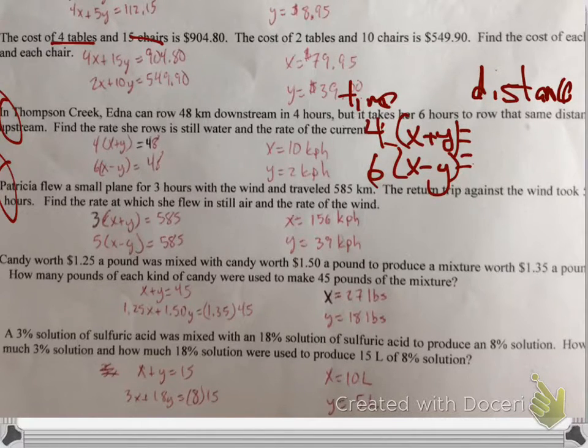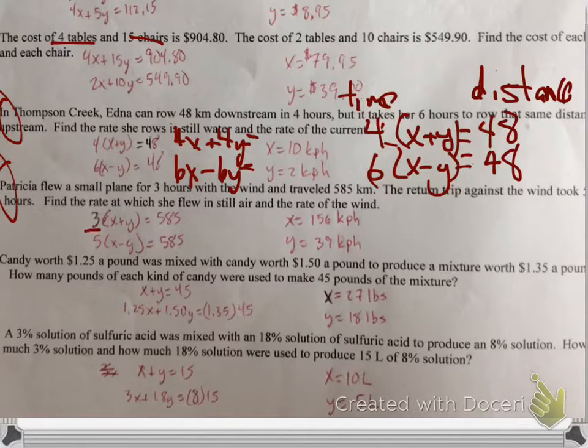The longer time usually goes to the one in the minus. And if the distances are the same, that makes it easy. 48 and 48, that's how I got that. Keep in mind, you would have to distribute, so you would say 4x plus 4y equals the 48, 6x minus 6y equals the 48. Notice the same thing for this one, the plane traveled. Notice again, the smaller number was in front, and the larger number was in the back.